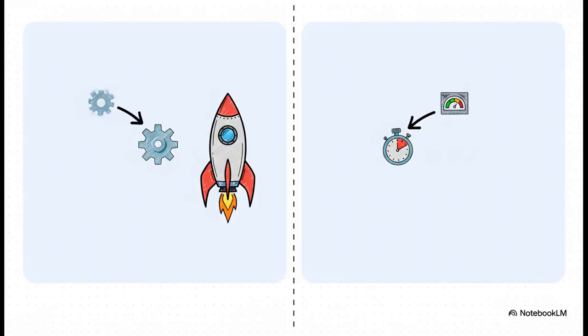Now, the SRS makes a really critical distinction. On one hand, you have functional requirements. That's what the system does, like processing a payment. On the other hand, you have non-functional requirements. That's how well it does it, like processing that payment in under 3 seconds. Think of it like a car. The engine and wheels are functional. The speed and the safety rating, those are non-functional. And you absolutely need both.